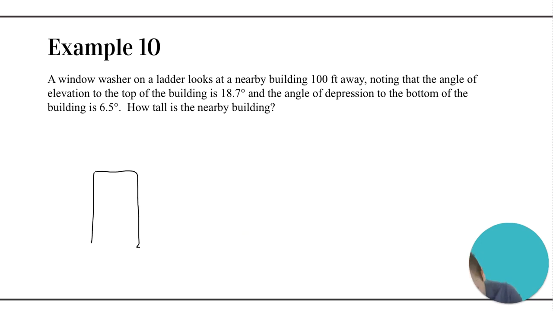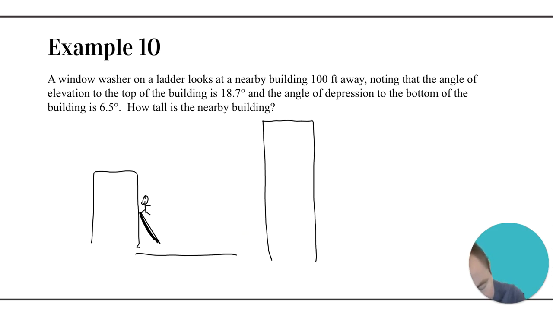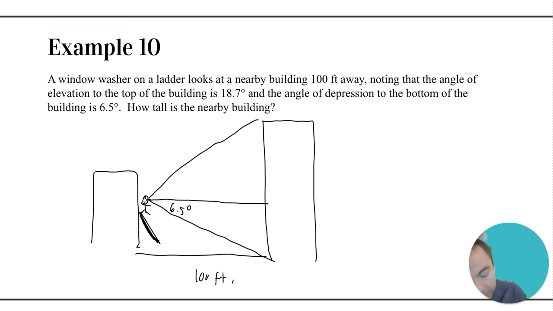So currently you have some building, right? And then on the ladder is this window washer, right? But there's some other nearby building that's a little bit taller, right? But we know that it's a distance of 100 feet away. And this person is able to have an angle of depression, so from horizontal, able to look down at the bottom of the building, and that's a 6.5 degree angle. But then they're also able to look up towards the top of the building at an angle of elevation of 18.7 degrees.